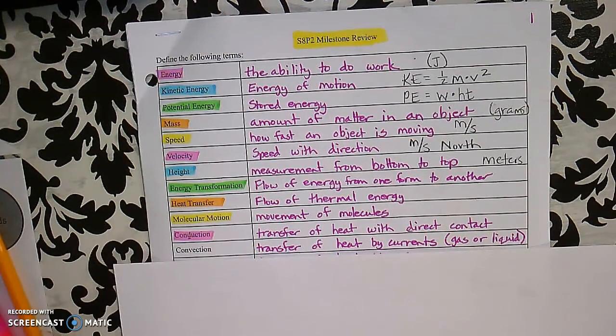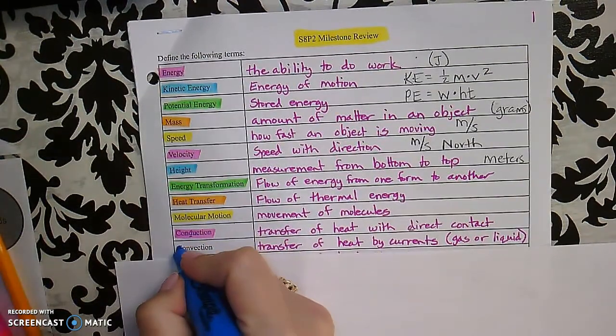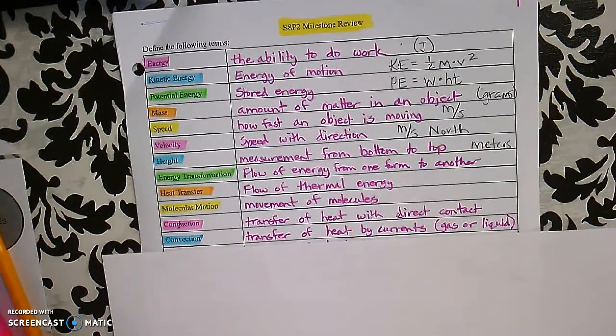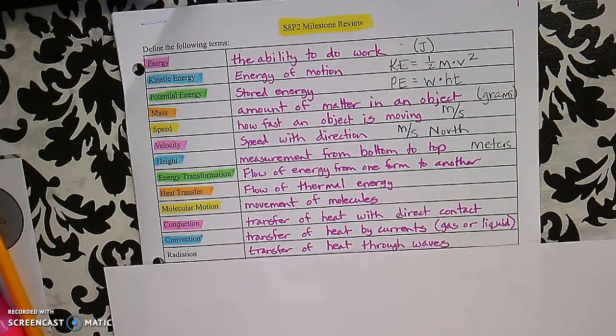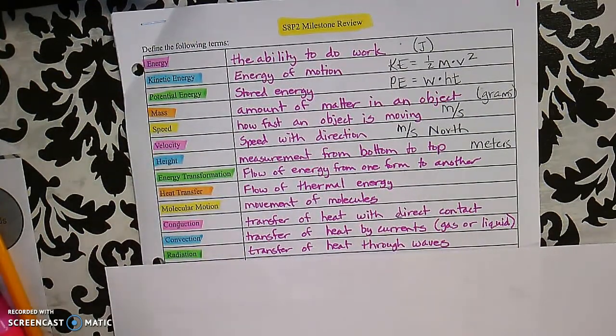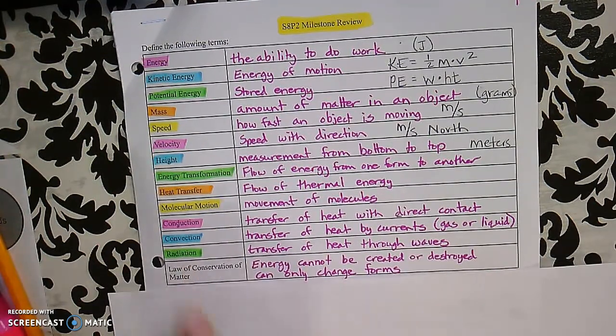Convection is the transfer of heat by currents. So that would be like a gas or a liquid. That's going to be warm air rising and cool air sinking. And then what's that last one? Radiation, the transfer of heat through waves. And that would be the heat that we feel coming off of a fire or heat from the sun. Radiation can travel through outer space.